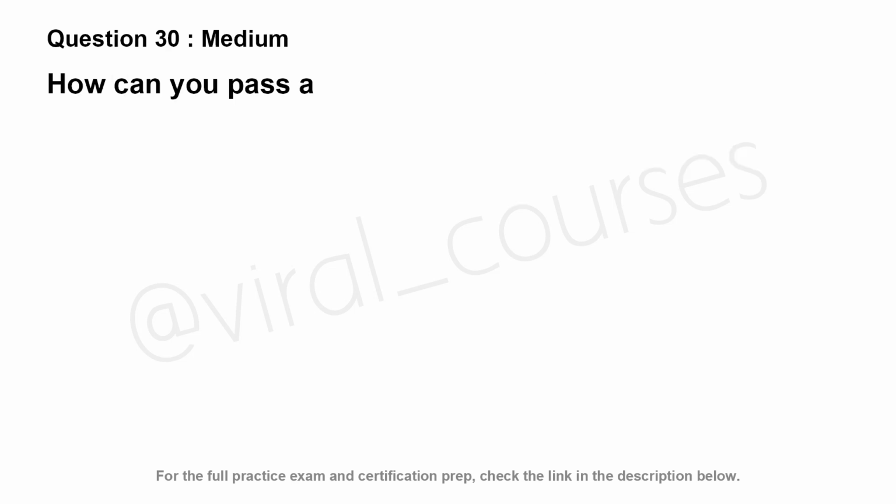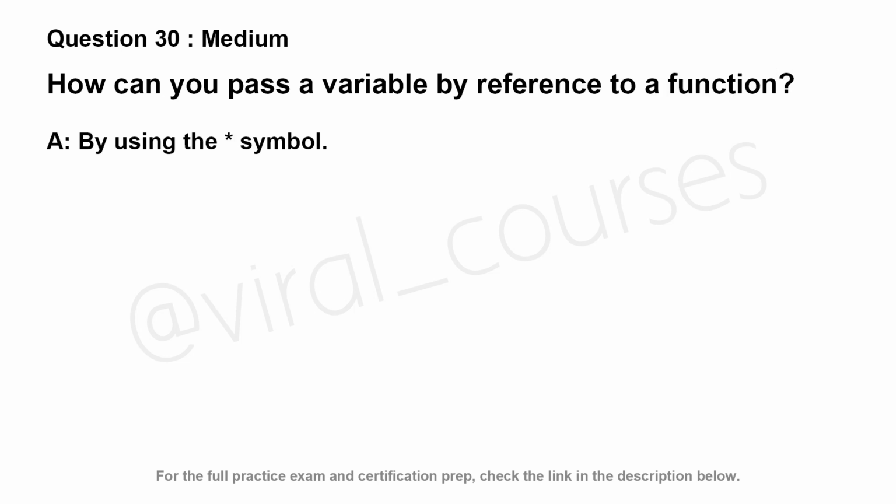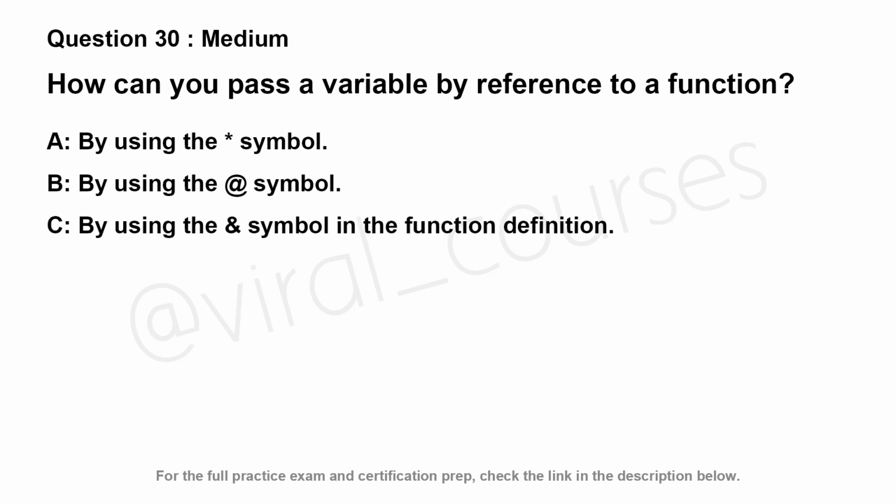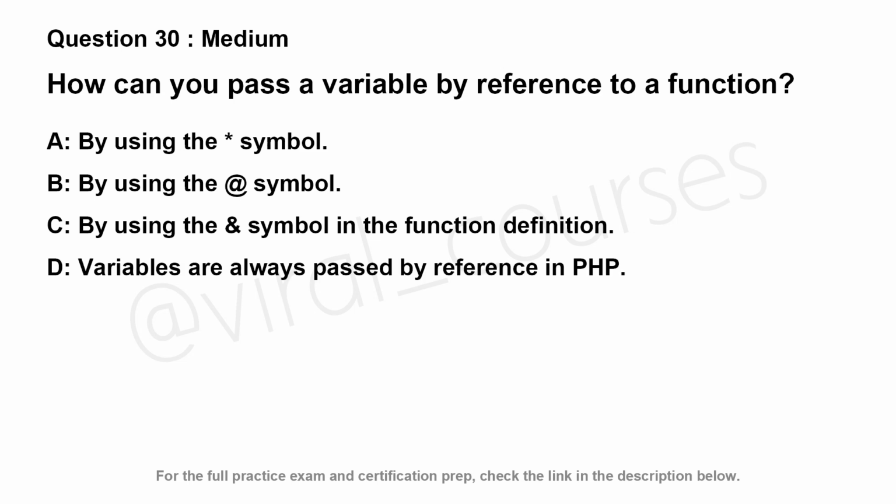How can you pass a variable by reference to a function? Option A, by using the asterisk symbol. Option B, by using the @ symbol. Option C, by using the & symbol in the function definition. Option D, variables are always passed by reference in PHP.